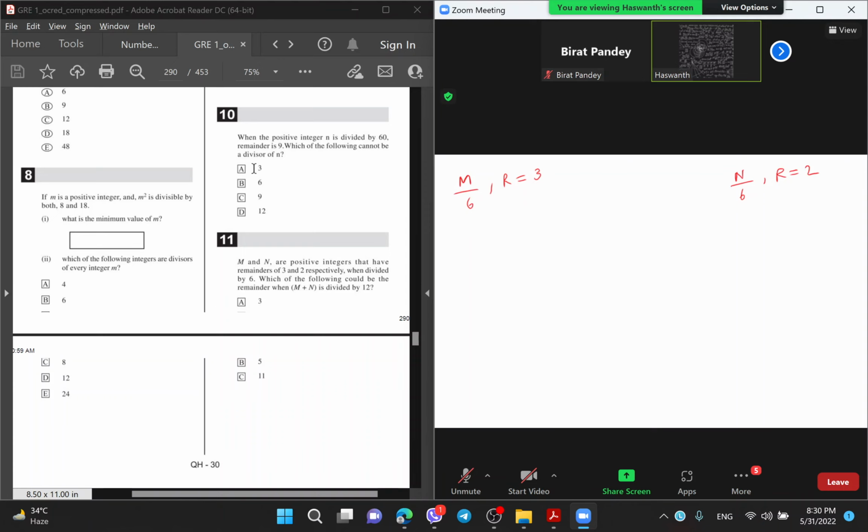What about here? What would be the remainder when m plus n is divided by 12? What? No one in the class answered this question.